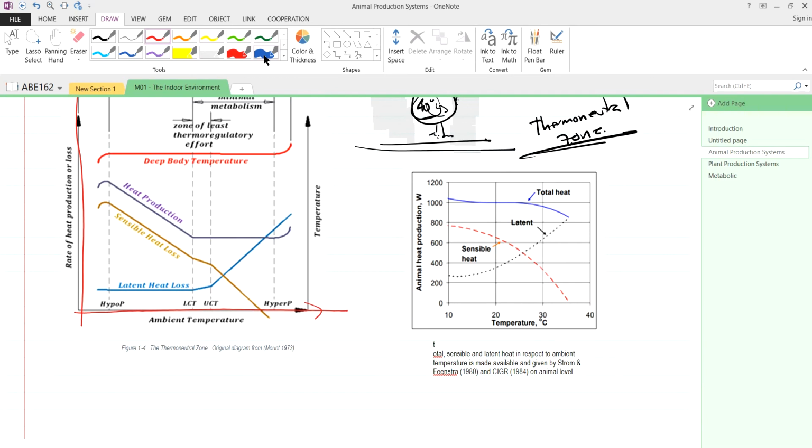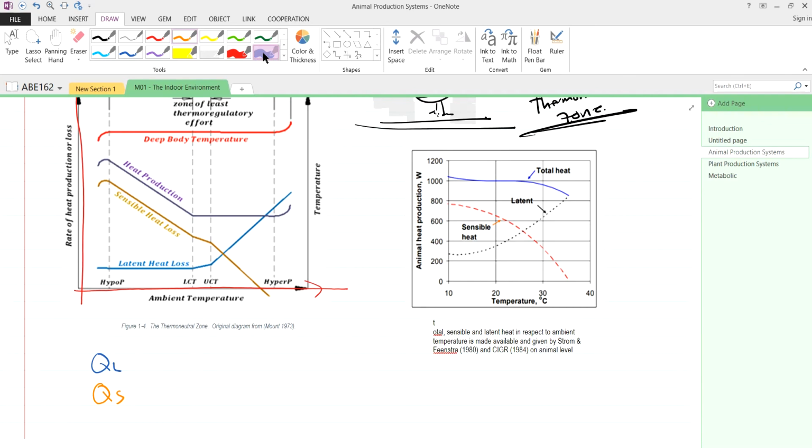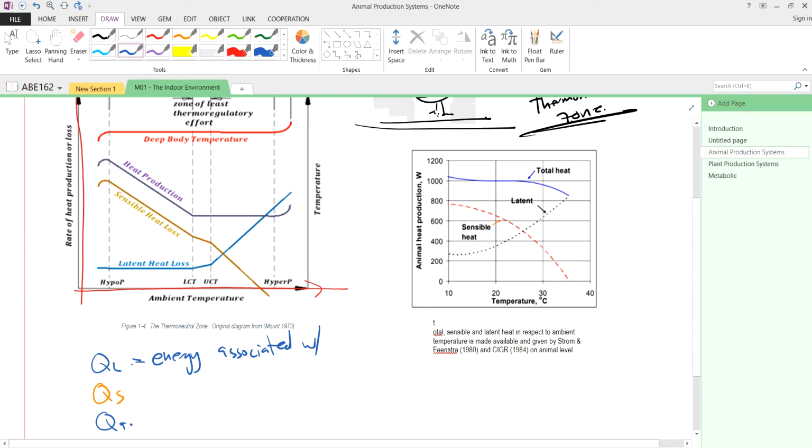For the latent heat loss, let's just write QL. For the sensible heat loss, let's just write QS. And for the total heat production, we'll just write Q total. Right, so this QL is the heat production, or energy, associated with moisture production. For example, sweating or panting, so somehow we are cooling off, but in terms of moisture production.